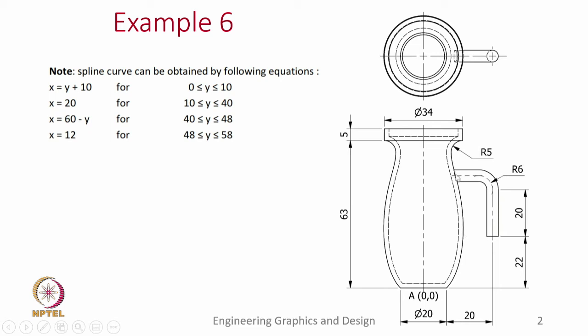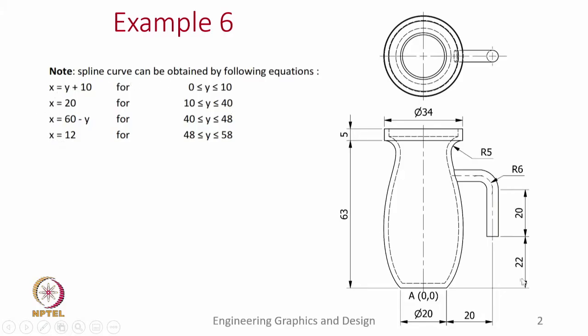We also see that the outer surface is a smooth curve, and that smooth curve is defined as a spline curve. These are the equations that are given for the control vertices. These control vertices make a series of straight lines, and those straight lines are given by these equations. We also notice that at the end of this smooth curve we have a fillet of radius 5, and at the top the cross section is uniform, the height of that is 5, and the diameter of the top lip is 34.